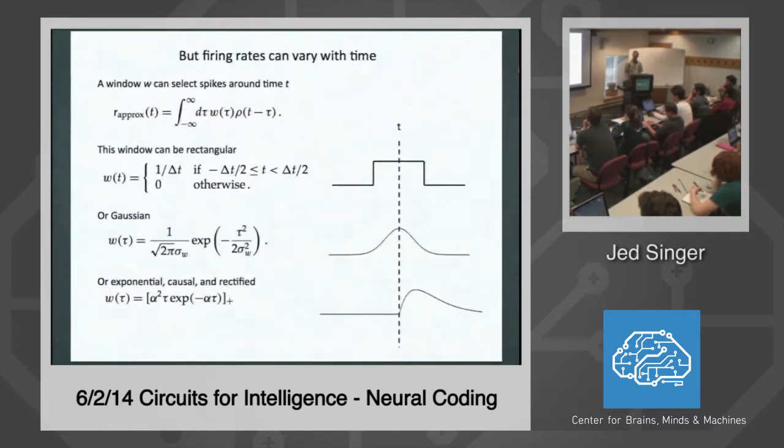A slightly more sophisticated window might be a Gaussian curve, in which we weight action potentials closer to time t more heavily. Now, both of these techniques are what's called acausal, which means they incorporate spikes after the time in question. So one thing that you can do is limit your consideration at time t to spikes that happened before time t. One example is this rectified exponential.